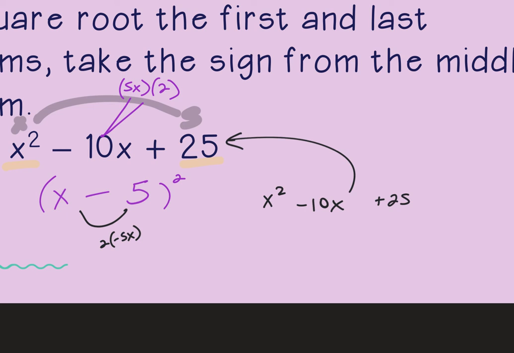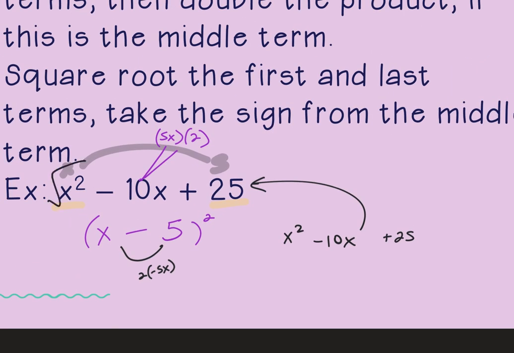Why is it minus 5? Because you take the sign from the middle term. So square root the first term, square root the last term, take the sign from the middle term, put it in the parentheses, square it. When you're doing the test, you see how it's minus 10 and your answer is 10? Does that matter? When we check it, it doesn't matter. When you factor it, it does.